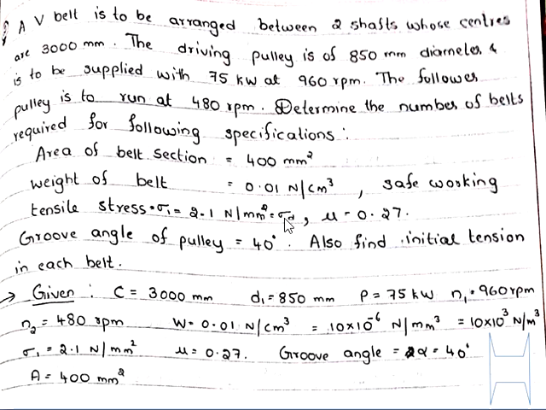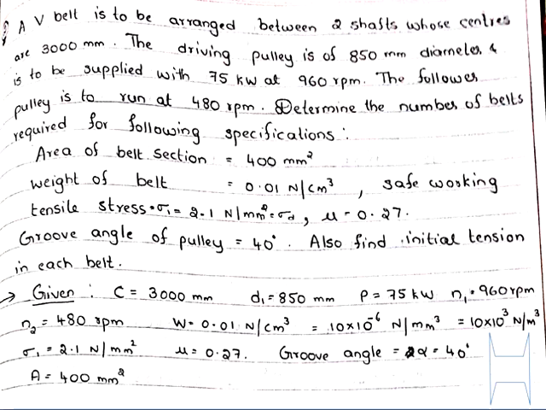Sigma 1 is equal to sigma d. I told you during the flat belt drive class. Mu 0.27 coefficient of friction. Groove angle of pulley is given 40 degree. Also find initial tension. Here groove angle means this pulley, if you consider, this internal angle is known as groove angle. So groove angle is given 40 degree.